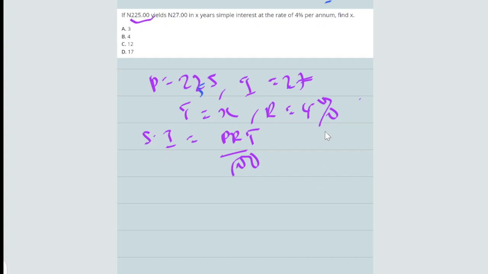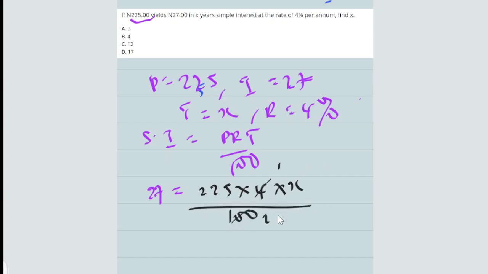Then the question asks us to find X. Just substitute. Then I'm going to have 27 is equal to my P, which is 225, times 4 times X divided by 100. So 4 into 4 is 1, and 4 into 100 is 25. What is 225 divided by 25?